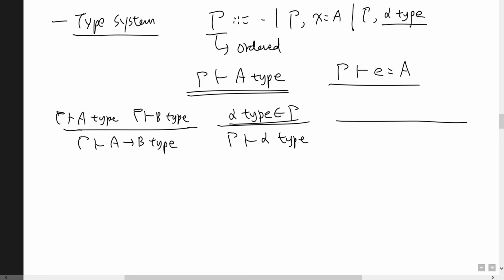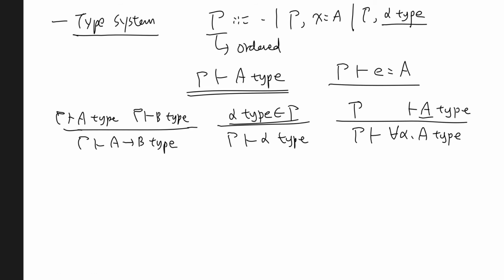And finally, what about this polymorphic type, for all alpha A, is a type? You have to make sure that A is a valid type, but inside the type A, you might have several instances of type variable alpha. So you assume that alpha is a valid type. And then if A is shown to be valid, then you deduce that the whole polymorphic type is also valid.